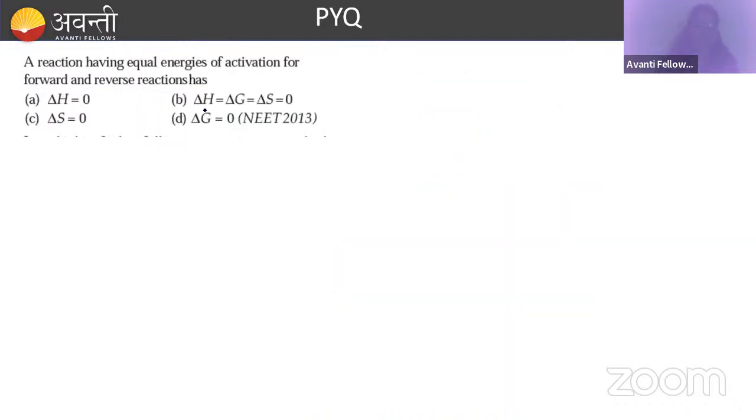Next problem. A reaction having equal energies of activation for forward and reverse reaction is. So इनमें से कौन सी रिएक्शन है having equal energy of activation for forward as well as reverse reaction? So यहाँ पे जब ऐसा होता है, for any given reaction, they will have equal energy of activation for forward as well as reverse reaction. In which case? When delta H will be 0, at that time they will have the equal energies of activation.